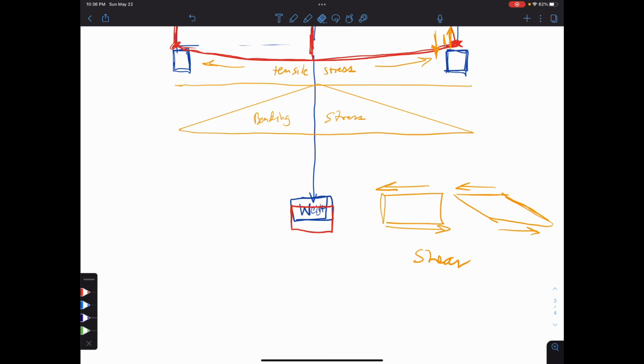Let's do a little erase first, though. Oh, maybe not, actually. Let's keep that. Let's just switch colors here.